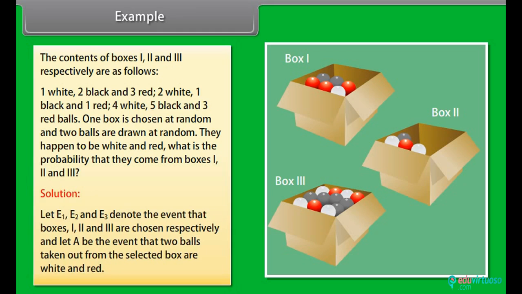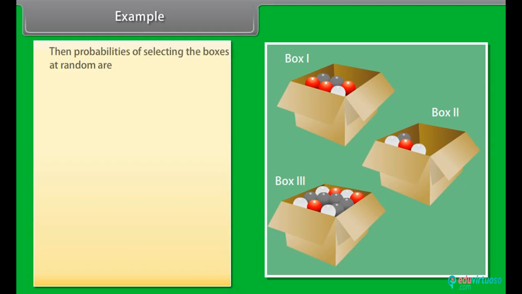Solution: let E1, E2 and E3 denote the event that boxes 1, 2 and 3 are chosen respectively, and let A be the event that the 2 balls taken out from the selected box are white and red. Then the probabilities of selecting the boxes at random are: probability of event E1 is equal to probability of event E2 is equal to probability of event E3 is equal to 1 by 3.